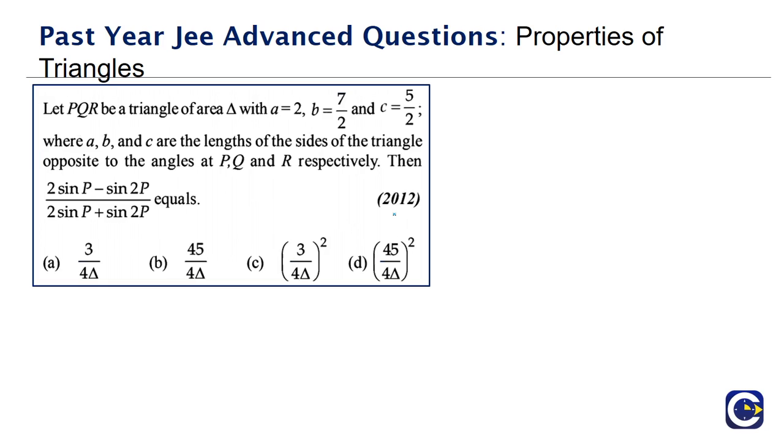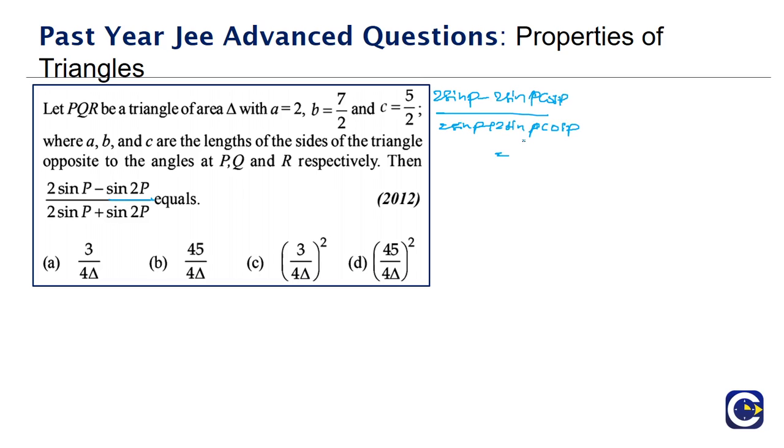Let PQR be a triangle of area delta with a is equal to 2, b is equal to 7 by 2, c is equal to 5 by 2, where a, b, c are the lengths of the sides of the triangle opposite to the angles at P, Q, R respectively. Then (2 sin P minus sin 2P) by (2 sin P plus sin 2P) is equal to. So first we will expand the sin 2P formula. 2 sin P minus 2 sin P cos P, divided by 2 sin P plus 2 sin P cos P.